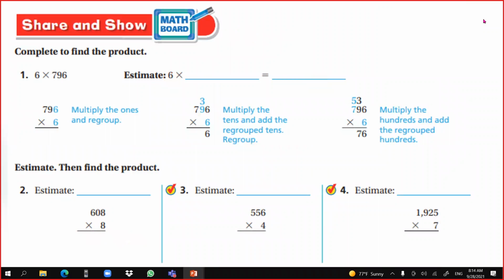Now, open your book, page 39. Now, let's start with Haneen. Yes, Haneen. Number 1, 7 multiplied by 796. First of all, I need you to estimate. You're going to multiply 6 by, what's the estimation of 796? 796. Yes. How can you estimate it?